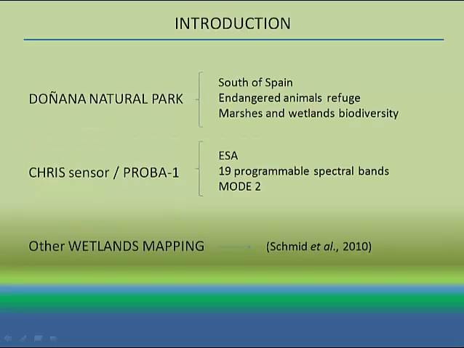Doñana Natural Park is one of the most important natural reserves in all Europe, because of its marshes and wetlands biodiversity. In 1964, it was born as a refuge for endangered animals, near the city of Huelva, in the south of Spain. In this work, we have used remotely sensed data from the CHRIS sensor, developed by the European Space Agency in the PROBA-1 satellite. This sensor is useful because of its 19 programmable spectral bands from 400 nanometers to 1500 nanometers in the visible and near-infrared spectrum.